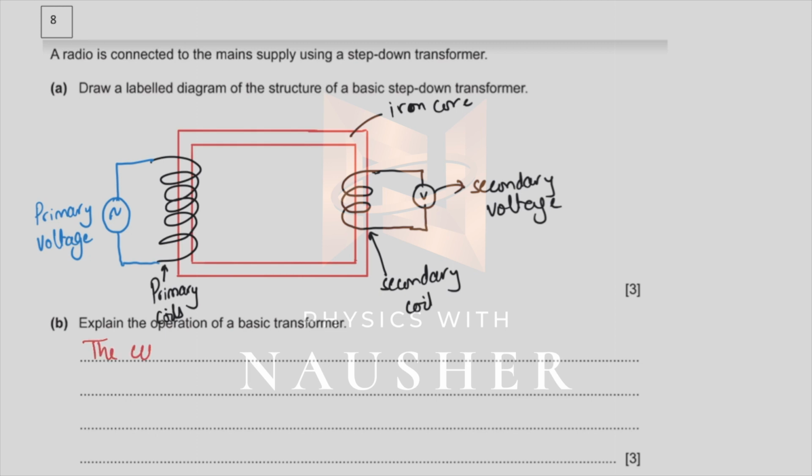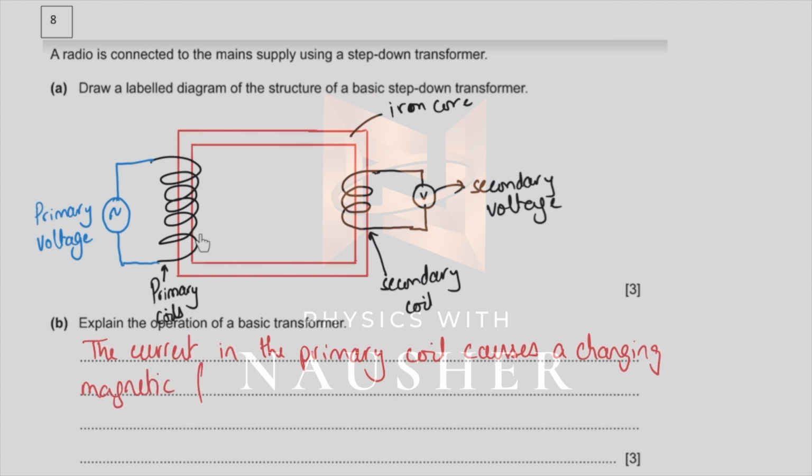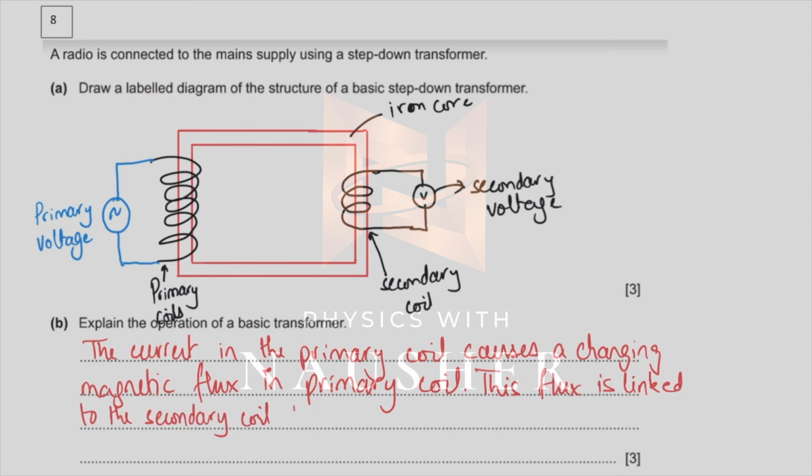Now, the basic operation of a transformer is that there's a current in the primary coil. This current causes a magnetic flux in the primary coil. So there's a flux, or you can say there's a magnetic field that is generated in the primary coil, and that magnetic field carries on to the secondary coil. So the current in the primary coil causes a changing magnetic flux in the primary coil. This flux is linked to the secondary coil through the iron core.